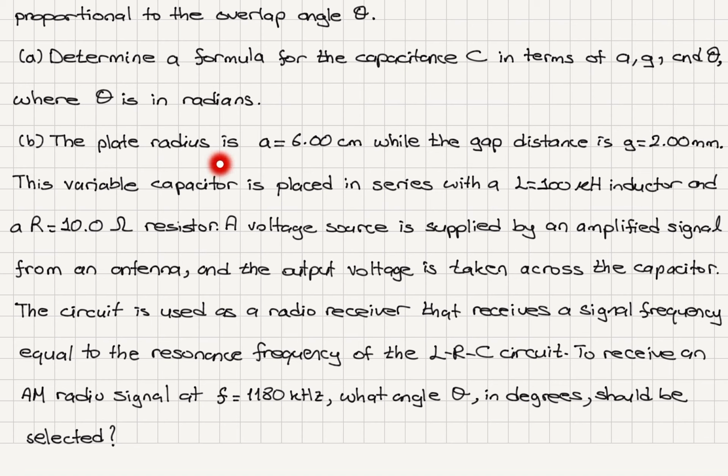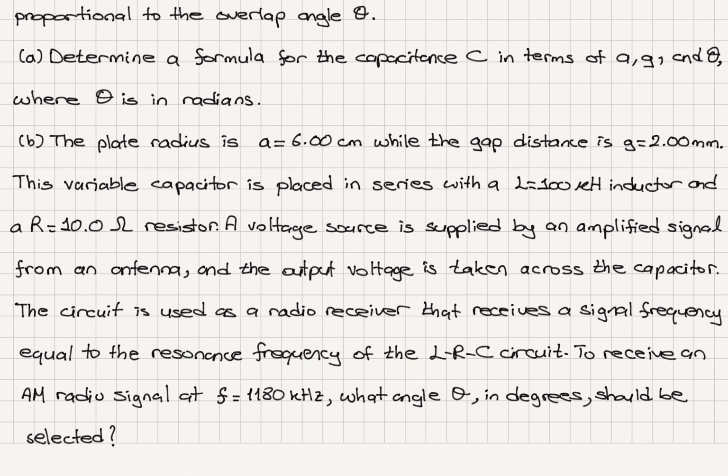The plate radius A is 6 centimeters, while the gap distance is 2 millimeters. This variable capacitor is placed in series with an inductor, inductance 100 microhenries, and a resistor, 10 ohms. A voltage source is supplied by an amplified signal from an antenna, and the output voltage is taken across the capacitor. The circuit is used as a radio receiver that receives a signal frequency equal to the resonance frequency of the LRC circuit.